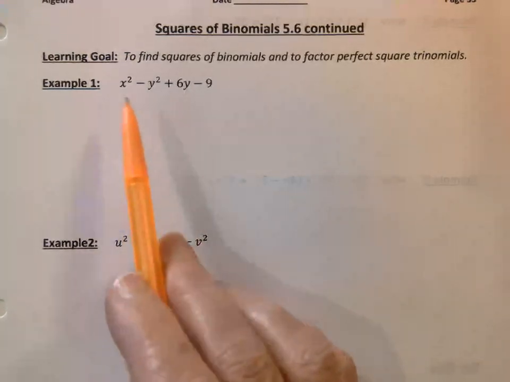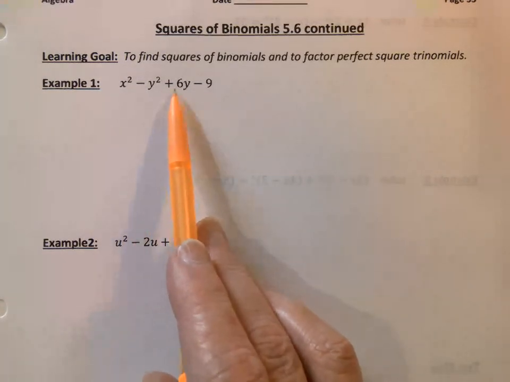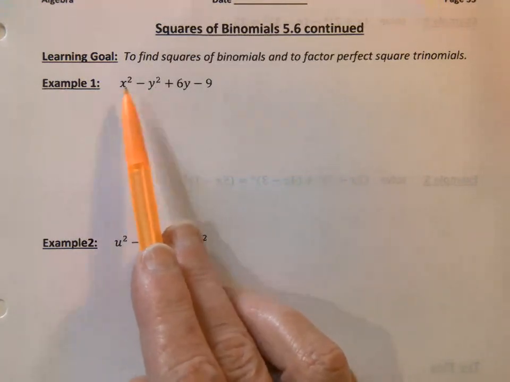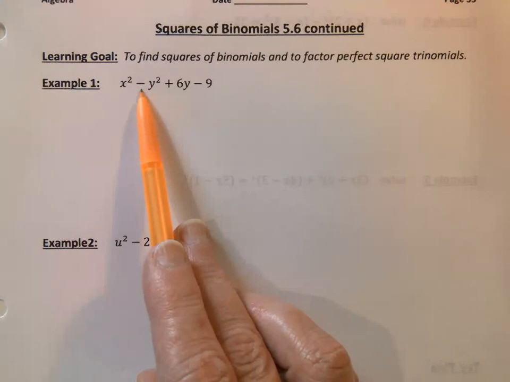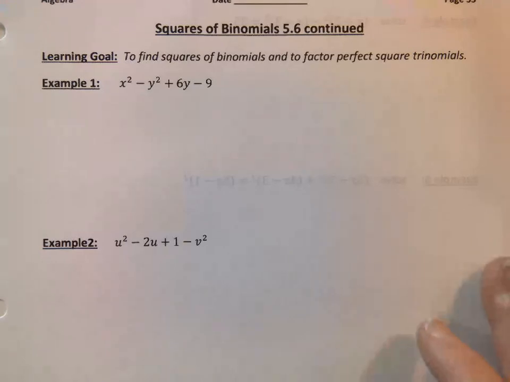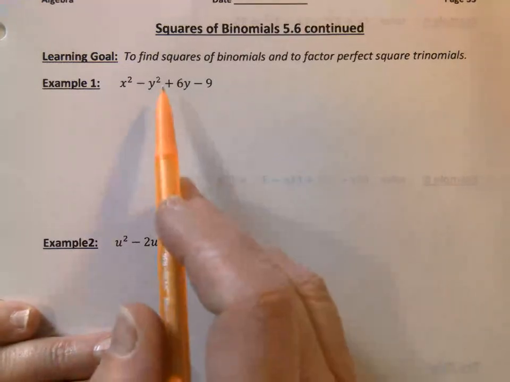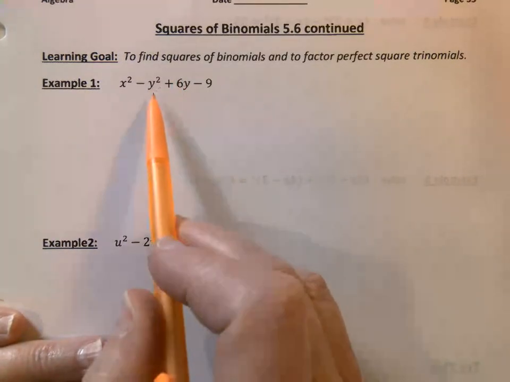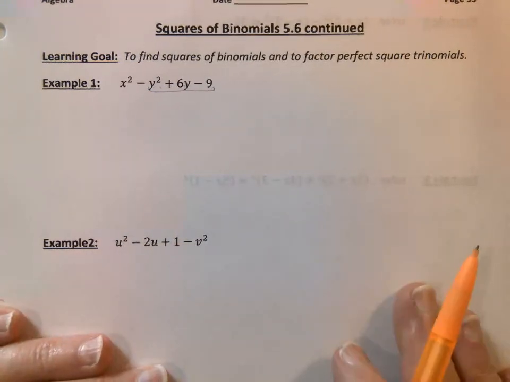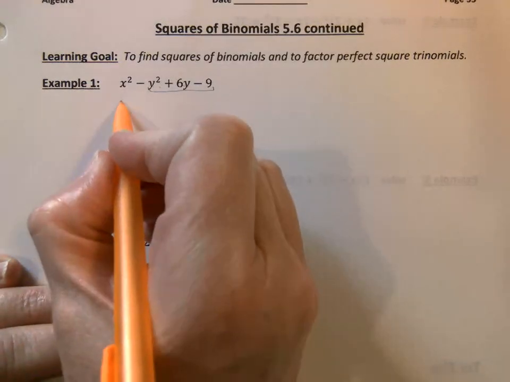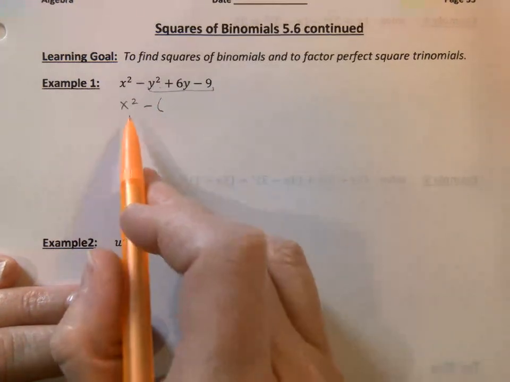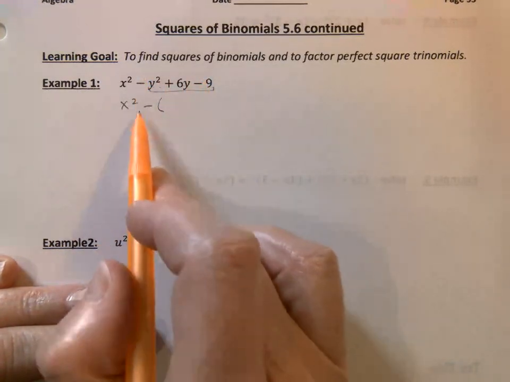Here we have 4 terms: x squared minus y squared plus 6y minus 9. Okay, notice that these two are perfect squares. I am subtracting, but then I've got this 6y here and I've got this minus 9, which don't really make a whole lot of sense. So let's do this. Since these two are y terms, I'm going to see if I can make this into a perfect square trinomial. So the first thing I'm going to do is put it in parentheses. Okay, so I'm going to make this into one quantity and I'm going to subtract it.